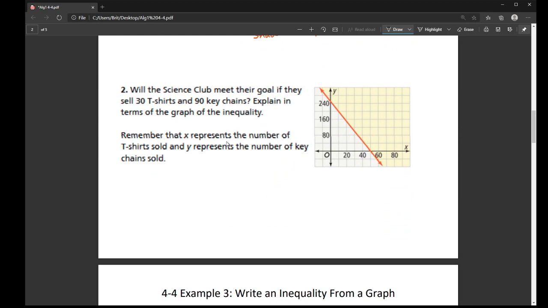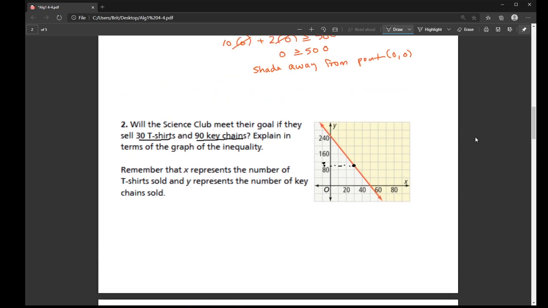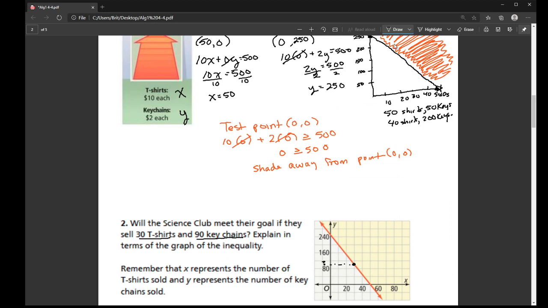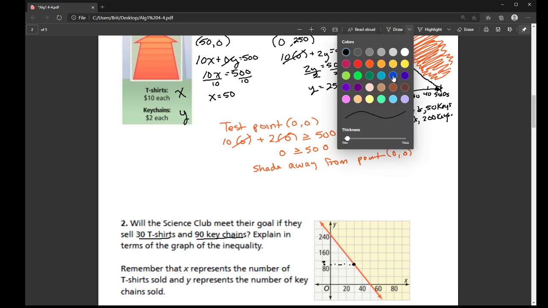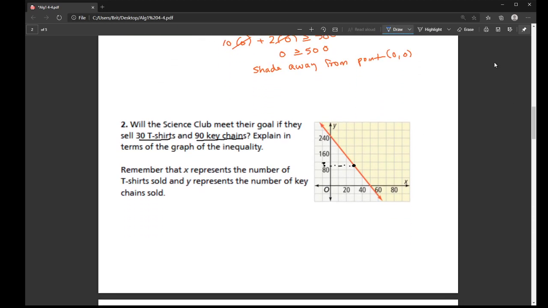So then what they're asking us to do is, it says, will the Science Club meet their goal if they sell 30 t-shirts and 90 keychains? So let's look at it on here. So here's 30 shirts, and here's 90 keychains. So it looks like it's exactly on the line, maybe? I don't actually know where that is on the y-axis. So what I would do is take this back to our original inequality, and I would test it there.